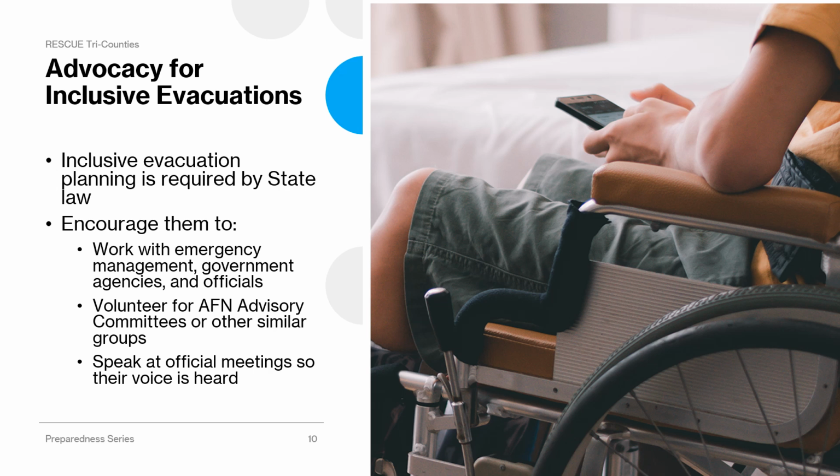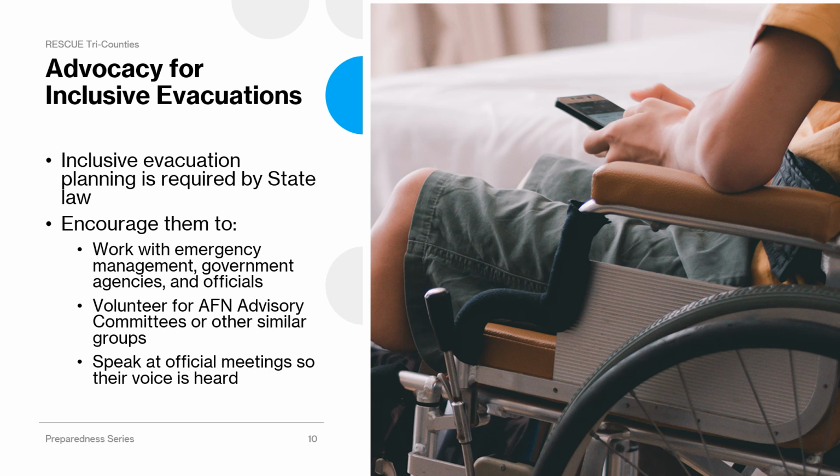Assembly Bill 477, enacted in 2019, required each county to ensure that they are planning with the community instead of for the community by requiring jurisdictions to include representatives from access and functional needs populations within the next regular update to their EOP. This means ensuring that individuals with access and functional needs are involved in each phase of the plan development process. This is why you must encourage your client to work with emergency management, government agencies and officials, volunteer for AFN advisory committees or other similar groups, and speak at official meetings so that their voice is heard.